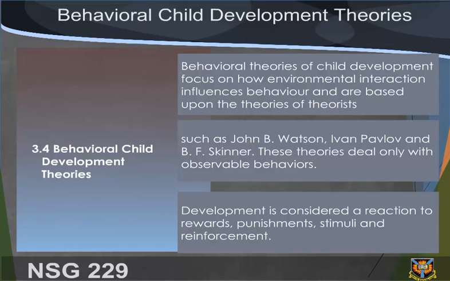3.4 Behavioral child development theories. Behavioral theories of child development focus on how environmental interaction influences behavior and are based upon the theories of theorists such as John B. Watson, Ivan Pavlov, and B. F. Skinner. These theories deal only with observable behaviors. Development is considered a reaction to rewards, punishment, stimuli, and reinforcement.